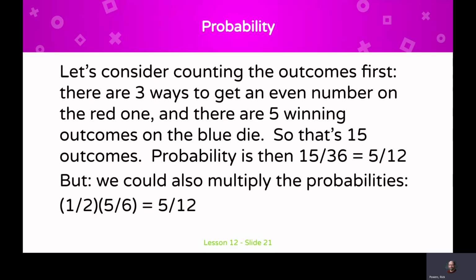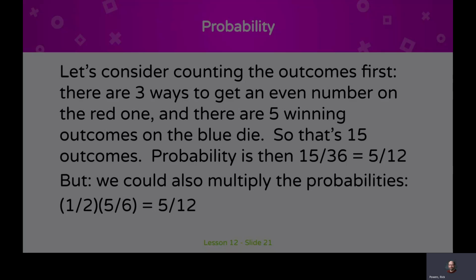Let's consider counting the outcomes first. There are 3 ways to get an even number on the red one, and there are 5 winning outcomes on the blue die, so that's 15 outcomes. Probability is then 15 out of 36, which is 5 over 12. But we could also multiply the probabilities. 1/2 times 5 over 6 equals 5 over 12.